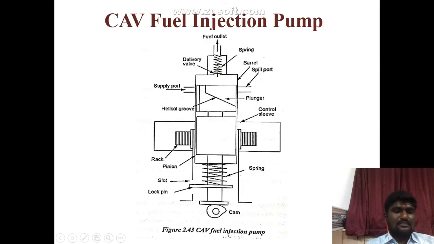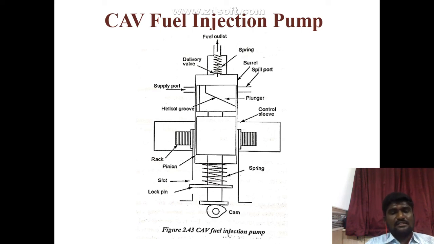So this is the last topic of the fuel injection system. This is called the CAV fuel injection system. So this is the main topic. CAV fuel injection means a fuel injection pump. The function of the fuel pump is to measure and deliver the correct quantity of fuel at the fuel pressure to the injector. The CAV fuel injection pump is most commonly used in diesel engines, right?